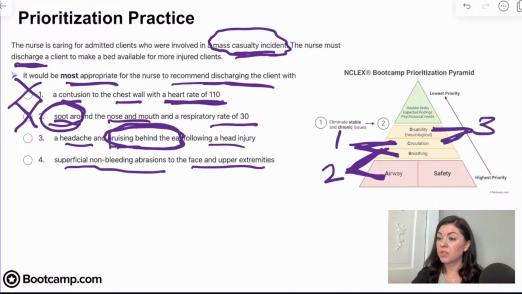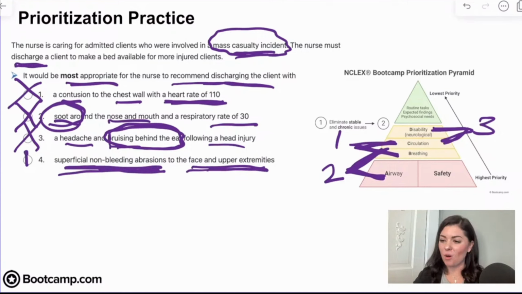So option 3. The point is, I would hope as nurses that y'all would not want to discharge home any of the clients we just talked about, okay? All of those guys require a lot more nursing interventions before we send them home safely. And then option 4, superficial non-bleeding abrasions to the face and upper extremity. I feel pretty comfortable sending them home, okay?